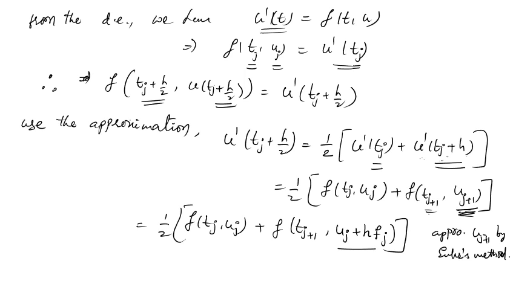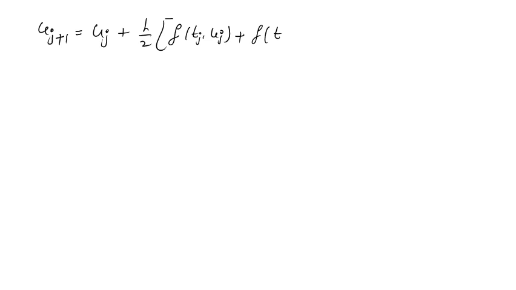Okay, approximate this one by this. Then therefore, equation 3 becomes, what is that? u_{j+1} is equal to u_j + h/2 into [f(t_j, u_j) + f(t_{j+1}, u_j + h f_j)].